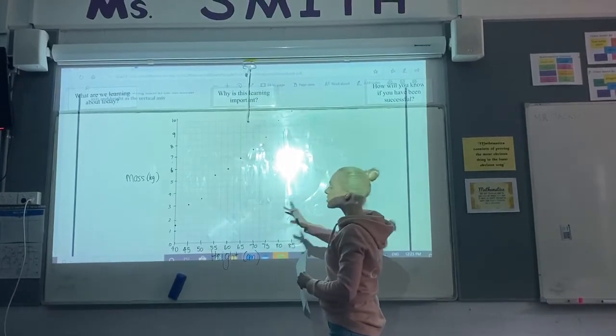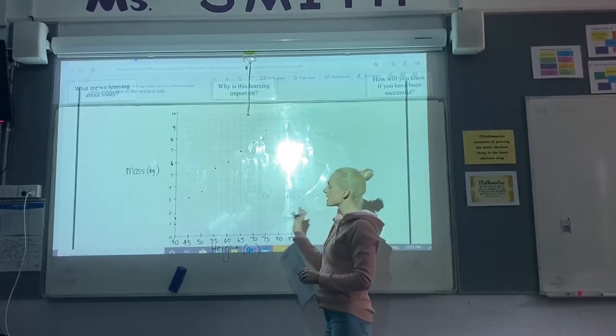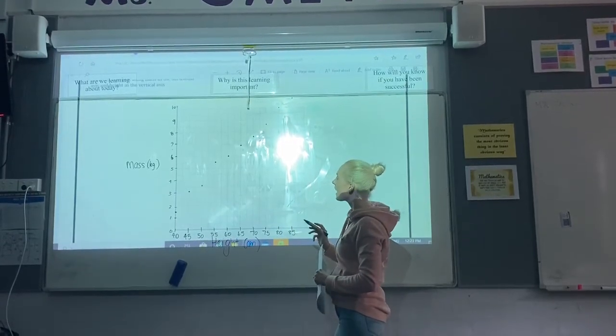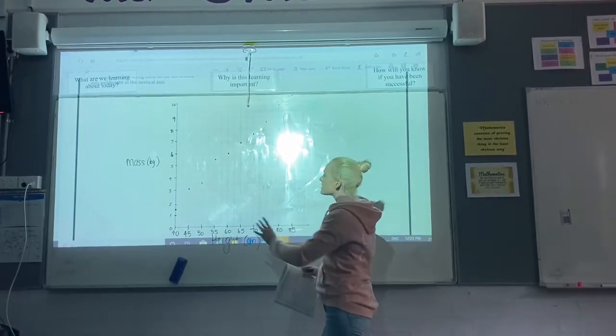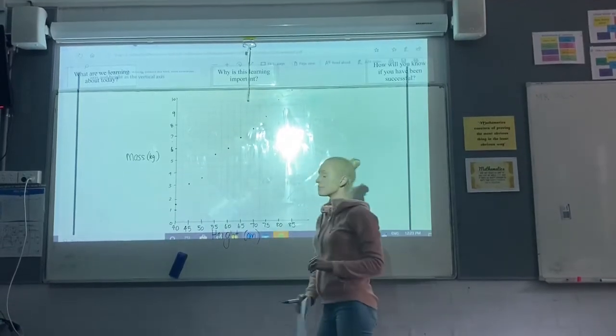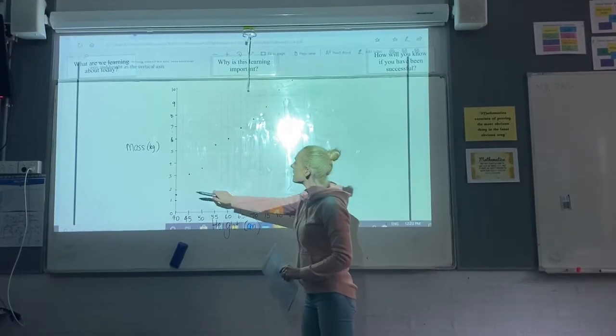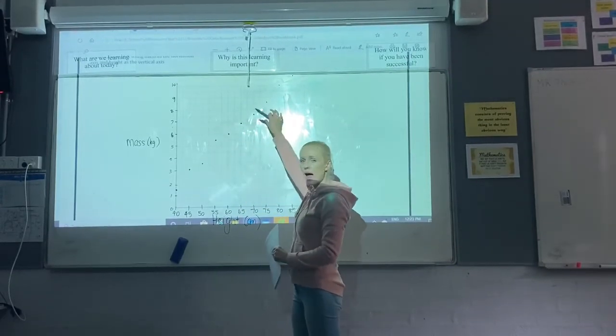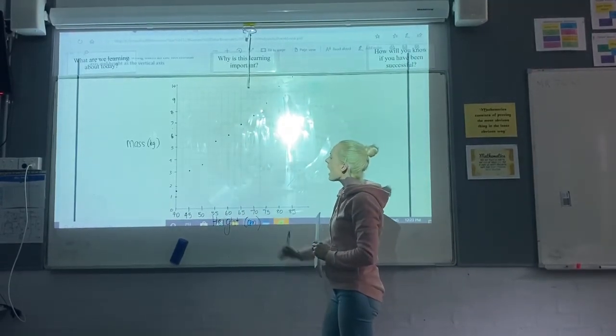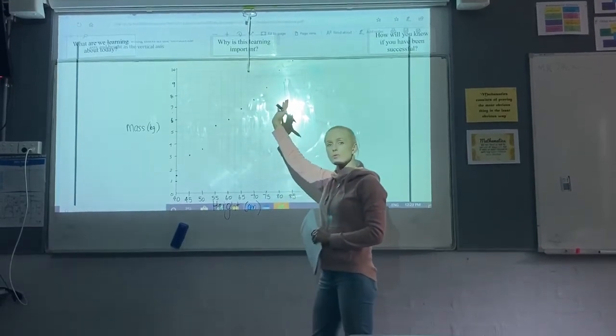So we don't join it with a line, we just leave it as it is. Now looking at that, we can see that there is some sort of relationship between the height and the mass of the infants. It's in a fairly straight line. There is a pattern there, and the line is actually going upwards.